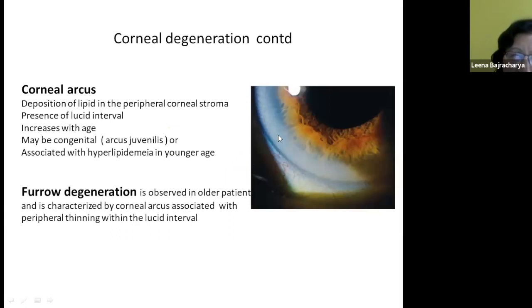And in senile arcus, there may be thinning of the lucid zone, which we call furrow degeneration. This becomes important in cataract surgery, because there will be thinning here in the lucid zone, and we have to specifically avoid the thinning area. Otherwise, there may be a problem in the self-sealing of our cataract wound.